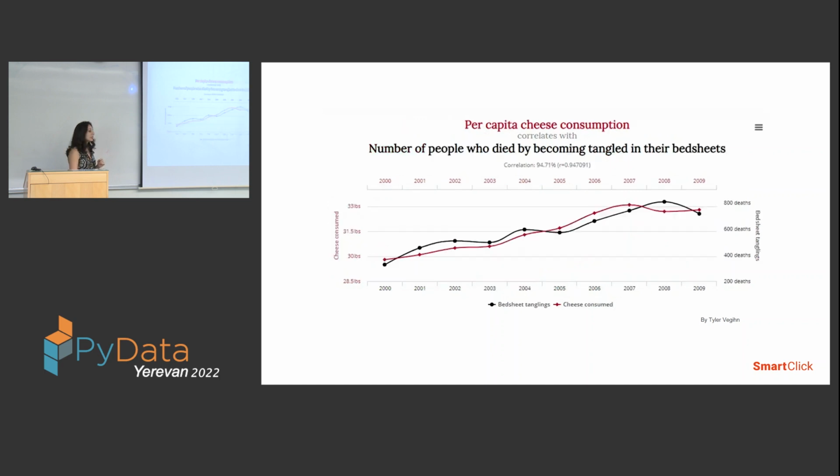Here is another one, just to make sure that you know that this wasn't a fluke. He can do this many times. He has a lot of other charts. And this is the per capita cheese consumption versus number of people who died by becoming tangled in their bedsheets. I didn't know that was possible. So again, an example of cherry picking. We are going to talk about cherry picking more later.